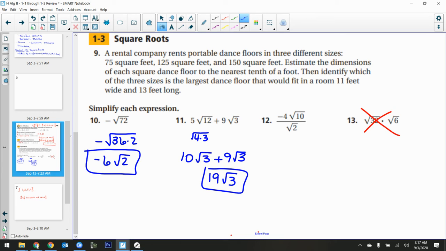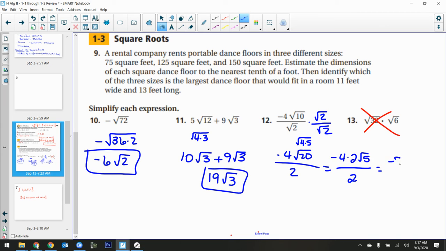Okay, I'm going to show rationalizing right off the bat for the next one, because I tend to think that's the way most of you are going to go at this problem initially. Because radical 10 does not reduce. There's no perfect square factor in 10, so I can't really do anything with that yet. But I can say negative 4 radical 20 over 2. Let's break down the radical 20. This is 4 times 5, right? So that makes a 2 coming out, negative 4 times 2 radical 5, or in other words, negative 8 radical 5, all over 2. And then we can say negative 4 radical 5. That's my answer.